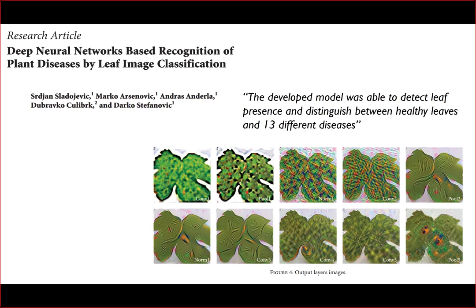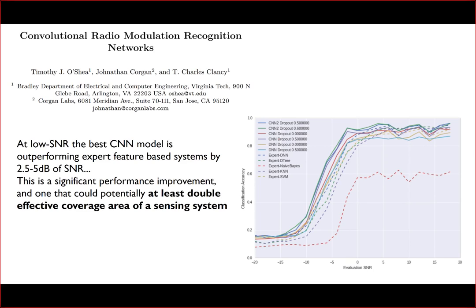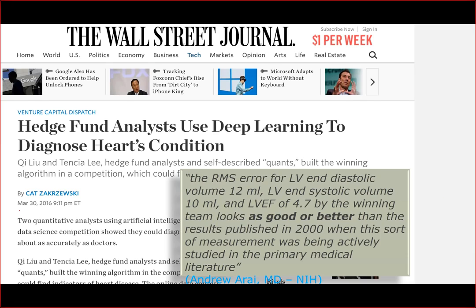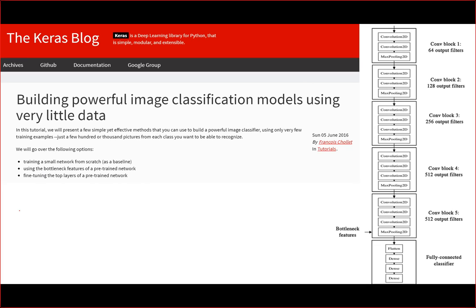Another example of that was looking at plant diseases. There have been at least 2 groups that have done this in the last few months, and again, very successful results from people who are not deep learning or machine learning experts. Similar results in radio modulation. These folks, who are electrical and computer engineering people, found that they could double the effective coverage area of phone networks and things like that. So this is a massive result, and again, they used very simple approaches. It's being used in fashion. It's being used to diagnose heart disease by hedge fund analysts.